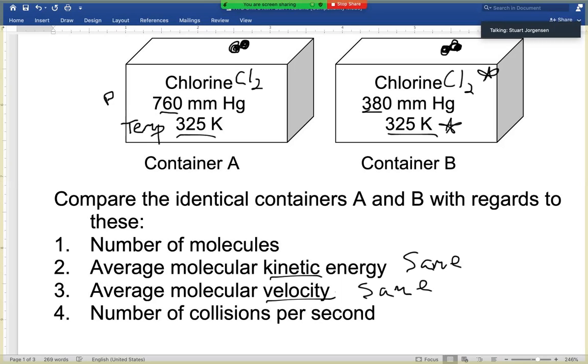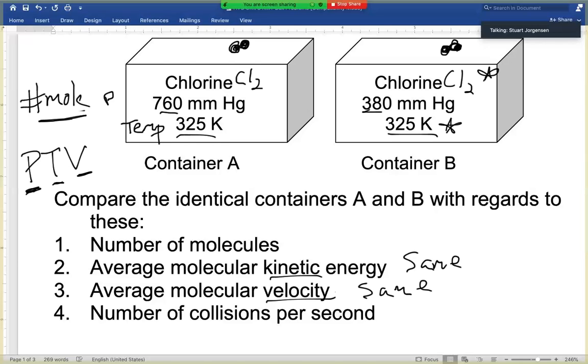But there's a problem. The pressures are different. If you remember, there's kind of three ways that we can affect the pressure. We can change the temperature, we can change the volume, or we can change the number. Sorry, that says moles. We can change the number of molecules or particles in the box. You do this all the time. Anytime you have a flat tire, you pump more air in and now your pressure goes up because you've added more particles. They're going to collide more often.